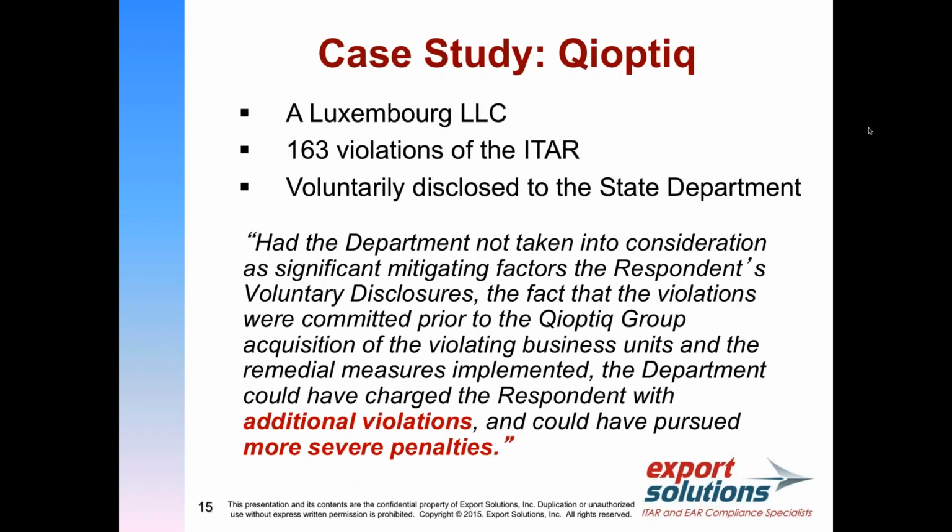And if you read that statement there, this is from the actual case: had the department not taken into consideration as significant mitigating factors, the respondent, and that would be Qioptiq's, voluntary disclosures, the fact that the violations were committed prior to the Qioptiq Group acquisition of the violating business unit, and the remedial measures implemented, the department could have charged the respondent with additional violations and could have pursued more severe penalties. So they were on the ragged edge there. Once again, when we talk about something that happened before an acquisition or a merger, that's due diligence. You really need to take that very seriously.